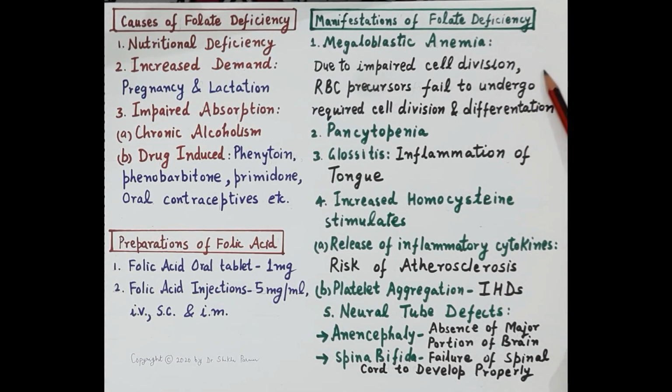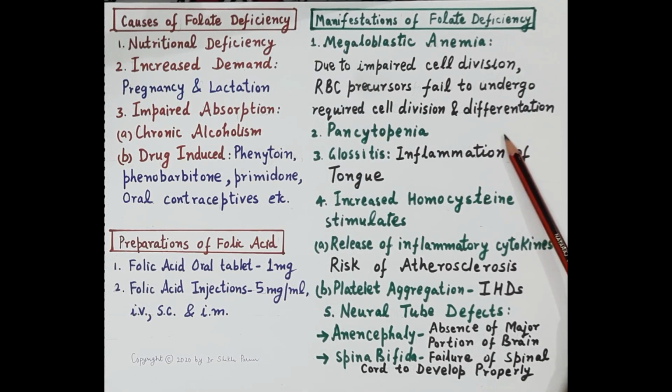So, in order to understand the requirement of folic acid during the process of erythropoiesis, during the formation of RBCs, kindly refer to my first video, that is hematinics part 1. Another manifestation of folate deficiency is pancytopenia. Deficiency of folic acid reduces the number of RBCs, WBCs as well as platelets. That results in pancytopenia.